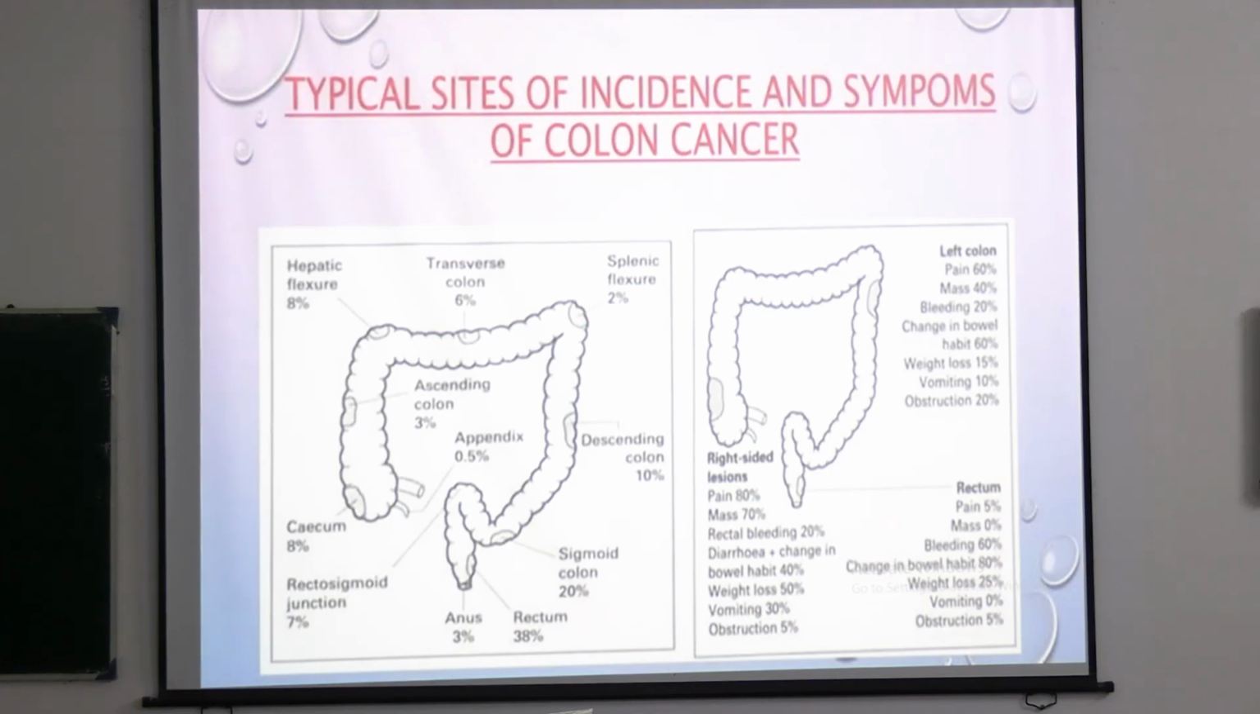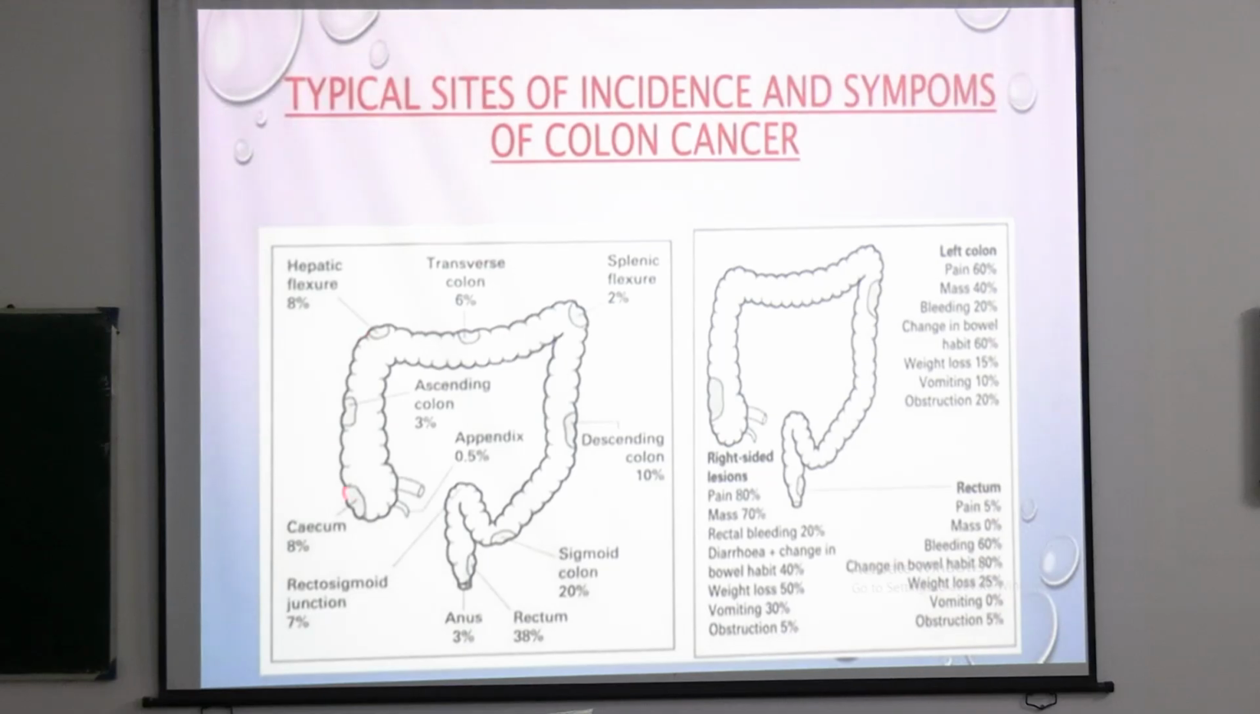What are the manifestations of rectal cancer? Same pain, there may or may not be mass, bleeding per rectum, change of bowel habit, weight loss, and obstruction. Vomiting does not occur, vomiting is quite unlikely. So, these are the main clinical features of rectal carcinoma.